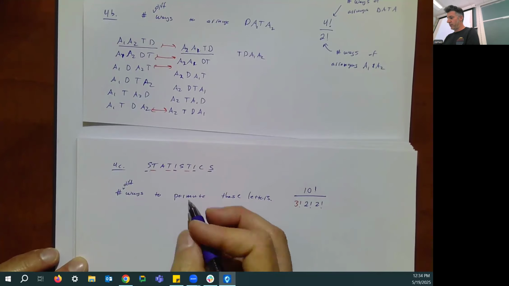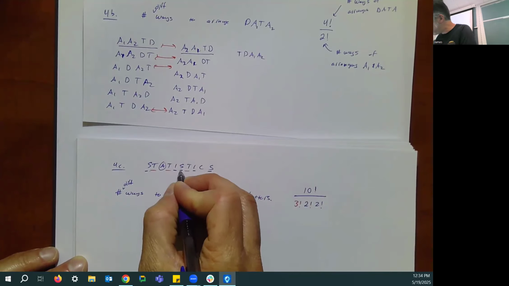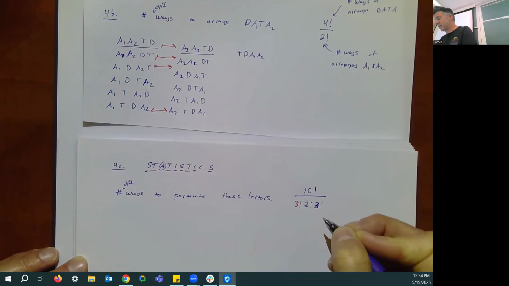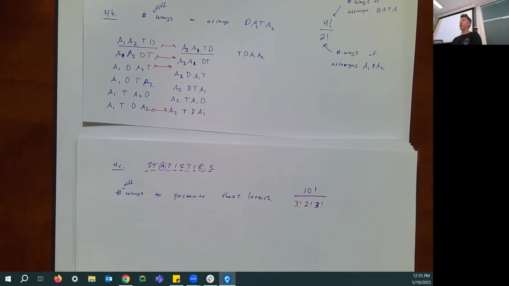I think those are all the repeats because then I have an A, oh, no, there's three S's. I missed one. Statistics. And then there's an A and a C, which you could divide by a 1 factorial and a 1 factorial if you wanted to. It's not going to change anything.